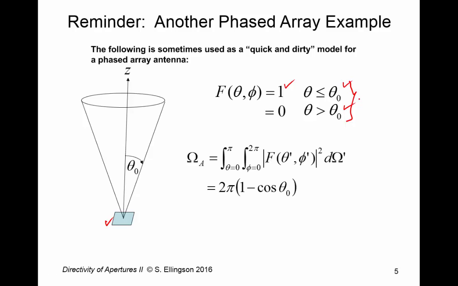This was easy to work out because the beam solid angle is simple to compute. We find it's 2 pi times the quantity 1 minus cosine theta naught, where theta naught is that beam opening angle. And then the directivity is 4 pi over the beam solid angle. So we found that the directivity of this thing is 2 over 1 minus cosine theta naught. So it would be convenient if we could come up with a similarly simple and straightforward expression for any sector beam, including the one that we have been using as a design example.